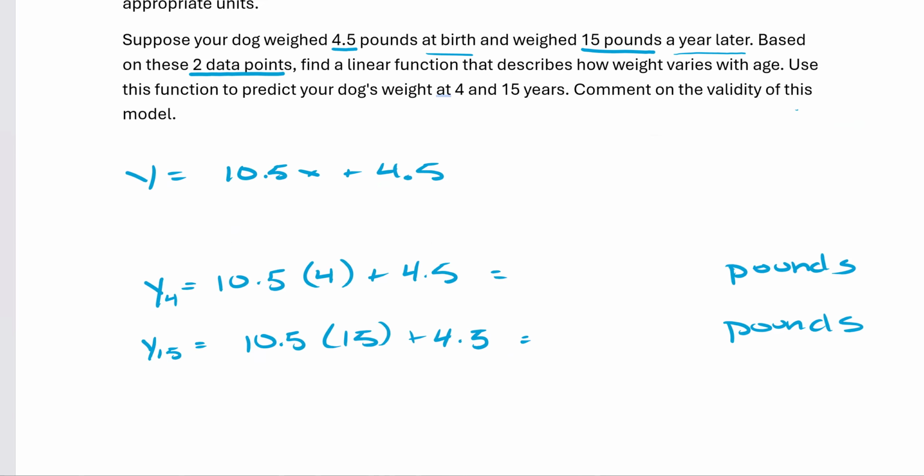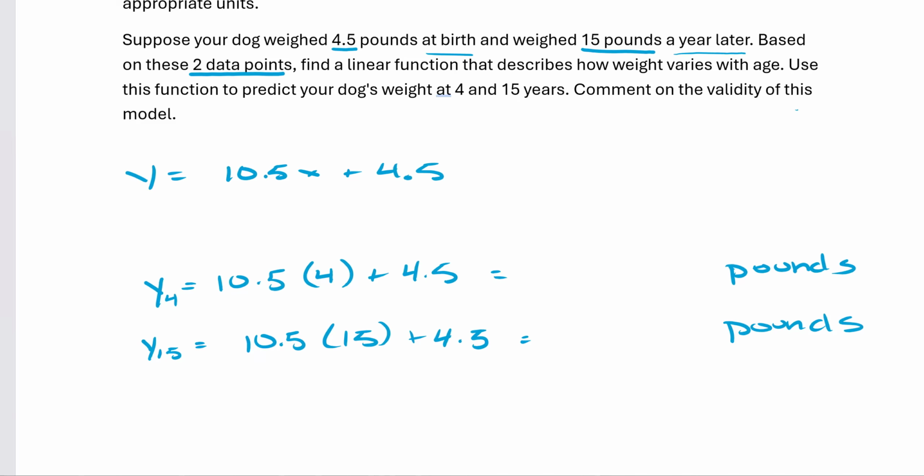I'm going to go to the last part of this problem, which says comment on the validity of this model. So hopefully you have paused me, or you will pause me, and you have some numbers. You have some answers here for how much the dog is predicted to weigh when it's 4 years old, when it's 15 years old. What I need you to do is to think about the numbers you have and think, does that sound right to me? Does that seem reasonable for my dog to weigh that much? Or to weigh that little? I don't know what the numbers are. I haven't done the math.